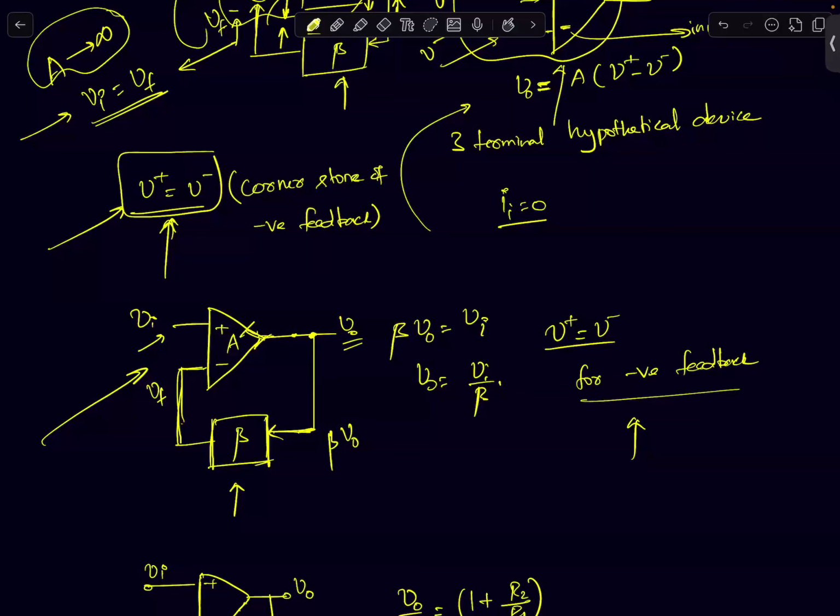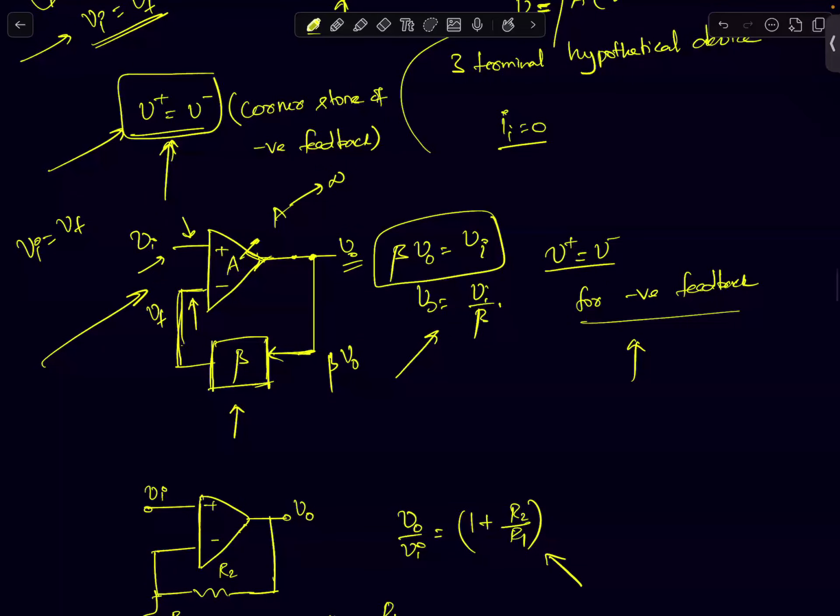If your A tends to infinity, then what can you say? You can say Vi becomes equal to Vf. This plus terminal will be equal to the minus terminal, and you would get beta V naught equals Vi, and V naught equals Vi by beta.